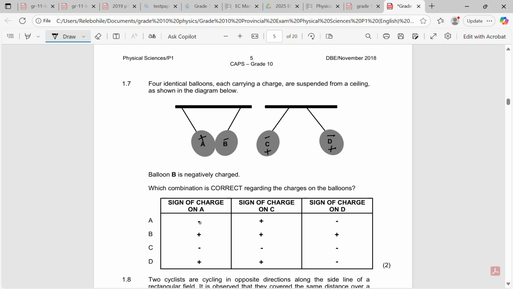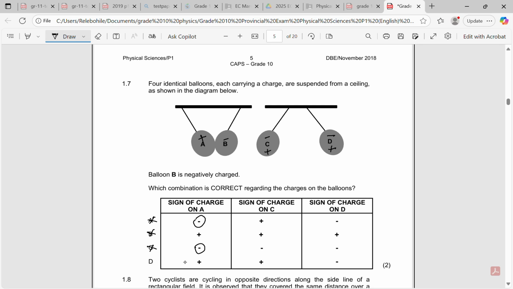So let's check. Sphere A is negative according to option A. Well, sphere A cannot be negative because if it were negative, it would repel B. So A is not our option. Sphere B is positive. We already know that sphere B is negatively charged, right? So option B definitely won't be our answer. Let's look at C. C says sphere A is negatively charged. Sphere A, guys, cannot be negatively charged. Otherwise, it would repel sphere B. So C will not be our option.